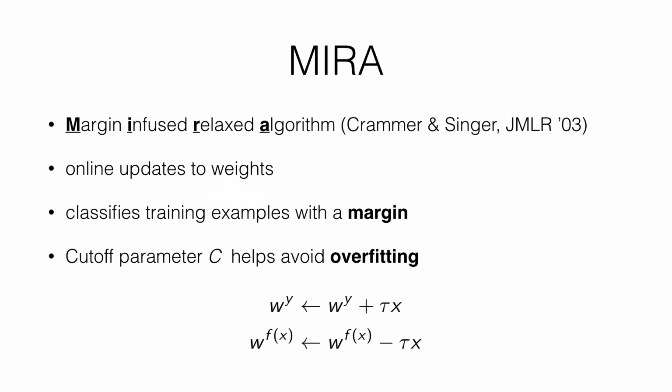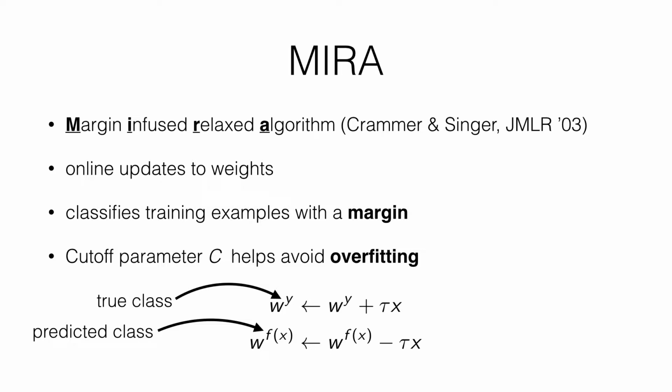First we have the update equations, and these formulas are basically the exact same equations we had from the perceptron. Let me just remind you about the notation. W with the superscript y means the weight vector for the y class, and y is the true class, what we've been given in our training data. And W superscript f of x is the weight vector for the predicted class, right? So this is the class that our current classifier outputs.